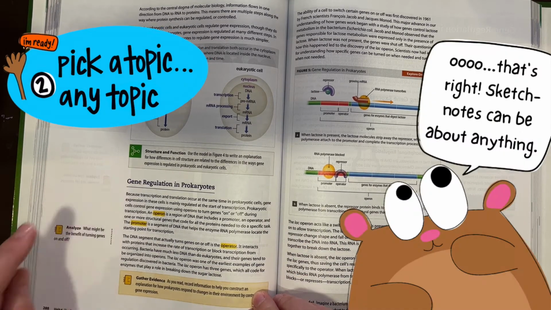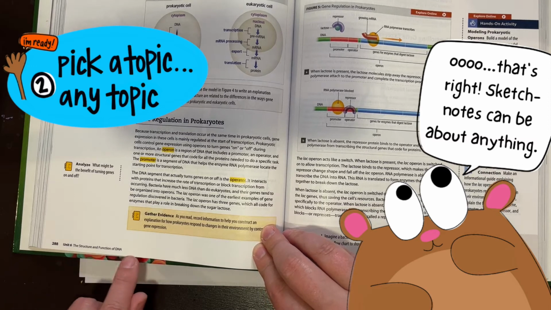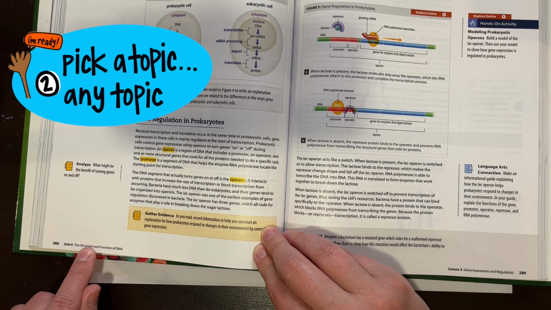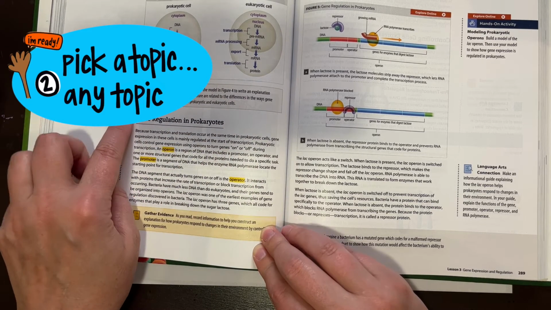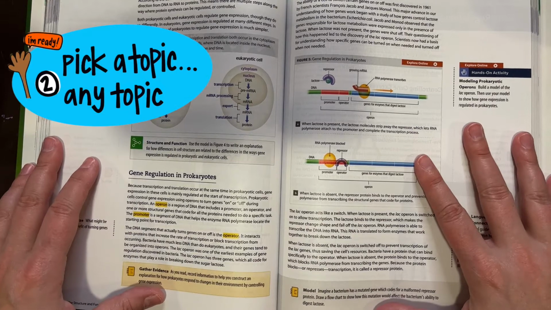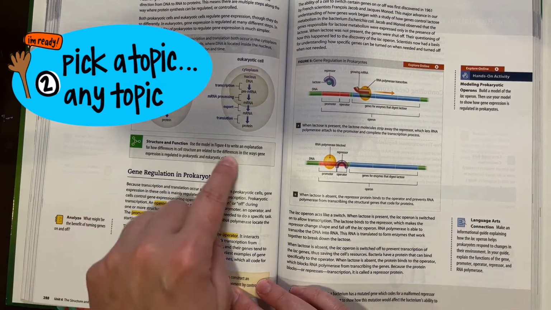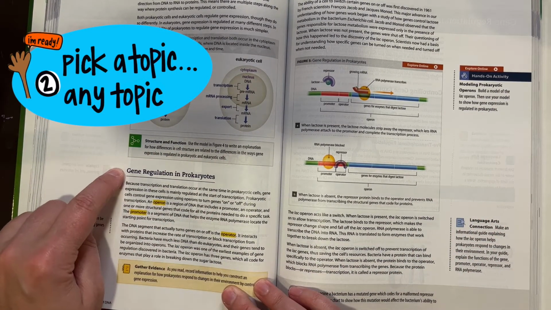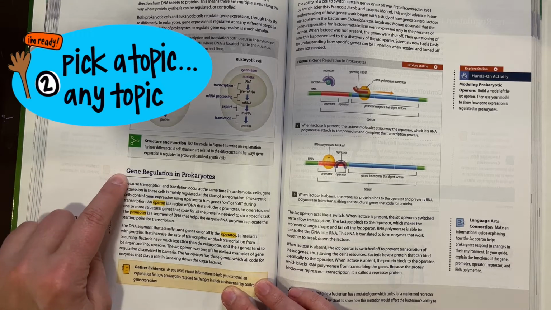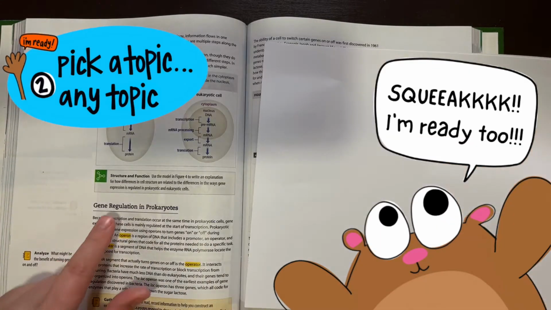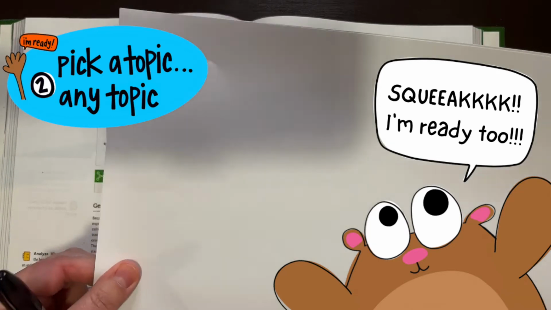And so I could choose this Unit 6 section as my topic of my sketchnote and then have different parts of it, and gene regulation would be one of them. But for this adventure, I'm going to use gene regulation and prokaryotes as my main topic. Got my paper, my pen, my topic. Let's go ahead and start sketchnoting.